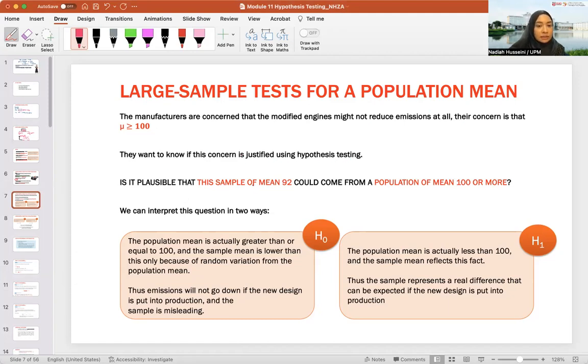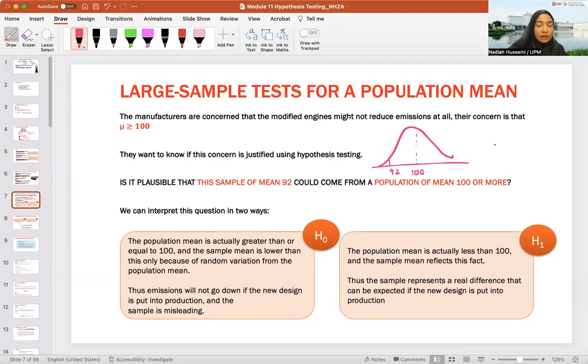It is possible that the sample mean could come from a population of mean 100 or more. So if we were to say that this sample mean comes from a population mean of 100, this guy would be over here, right?